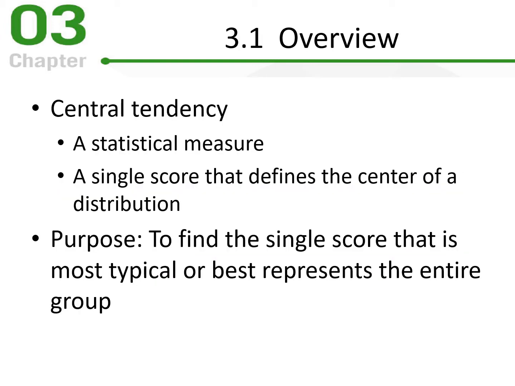So just a brief overview of this chapter on central tendency. We know that central tendency is a statistical measure. It's either the mean, the median, or the mode. And we look at it as a single score that defines the measure of center, the center of the distribution. So if you were to look at a distribution of scores, what value would describe the middle or the center? And you want to find this value that best represents the entire group.